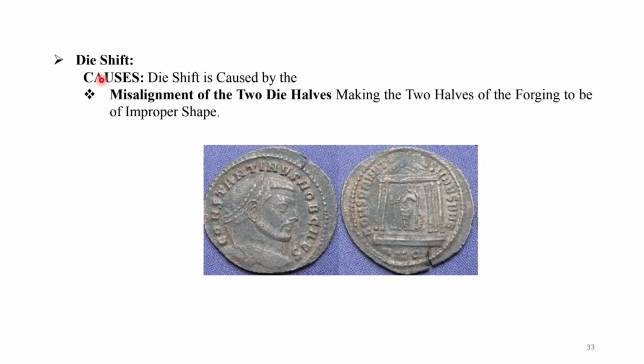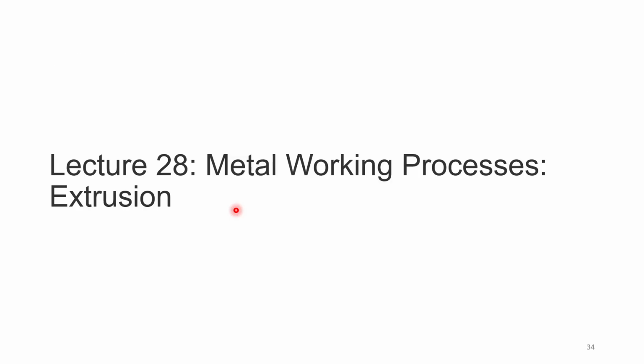Die shift is caused by the misalignment of the two die halves, making the two halves of the forging to be of improper shape. Because of the movement of the die compared to one another, it can lead to misalignment and this improper final product.